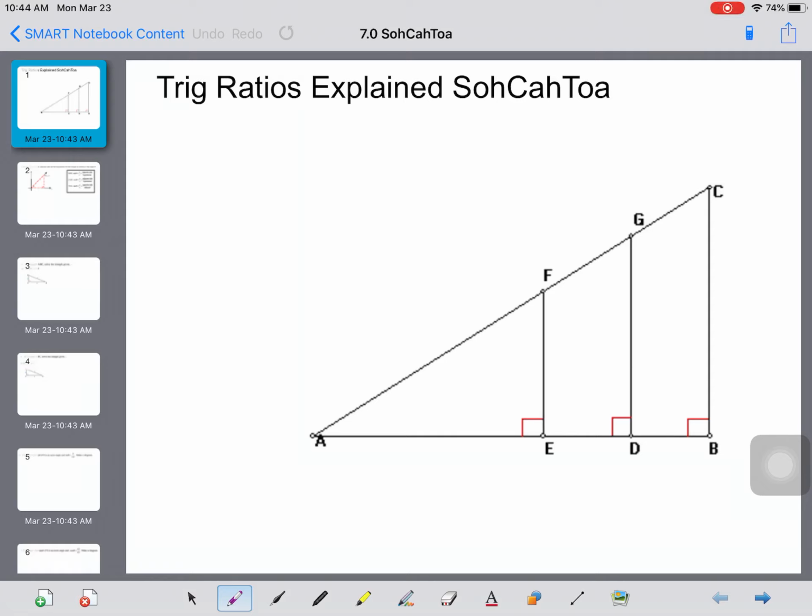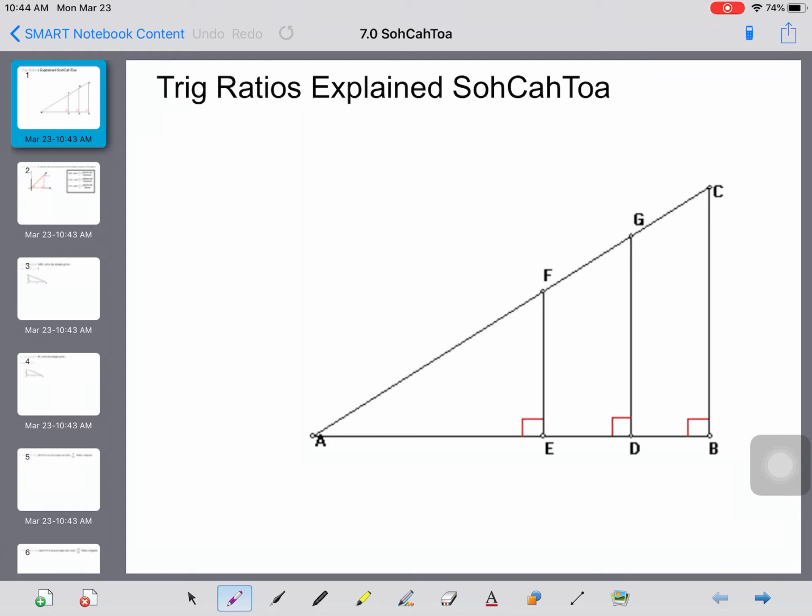So in the previous video, we were talking about 30-60-90 and 45-45-90 triangles. If you haven't watched that one, please watch that one first. So over here, I'm showing some nested similar triangles, similar right triangles. And I just want to talk about some of the constant ratios we have.